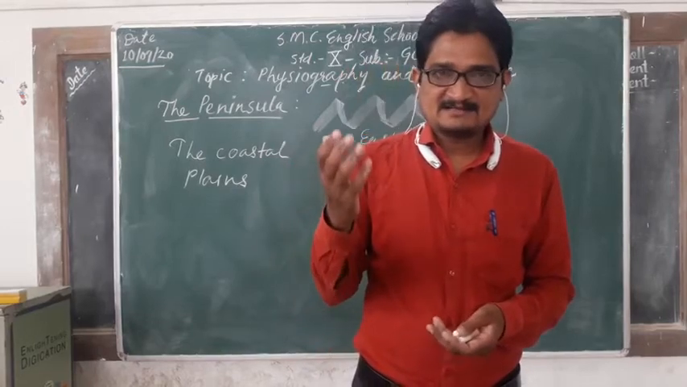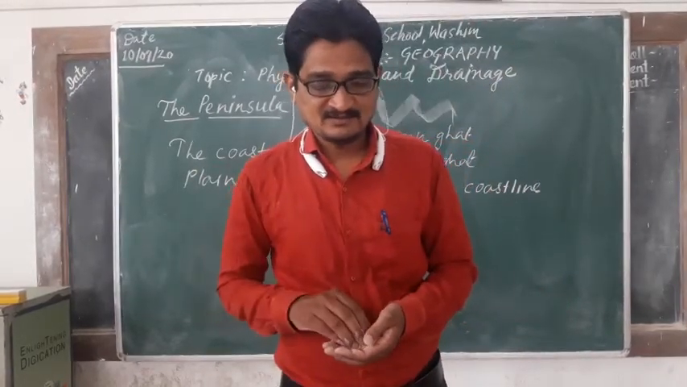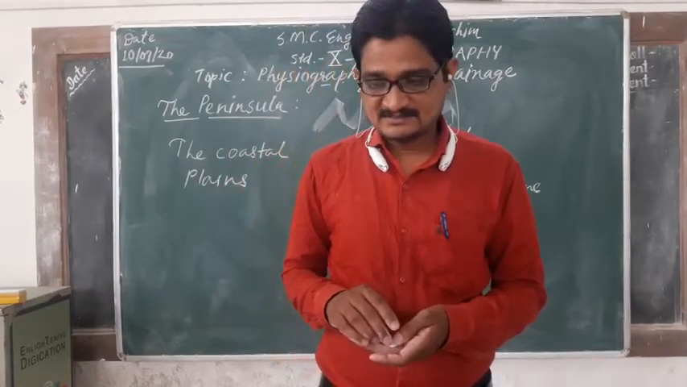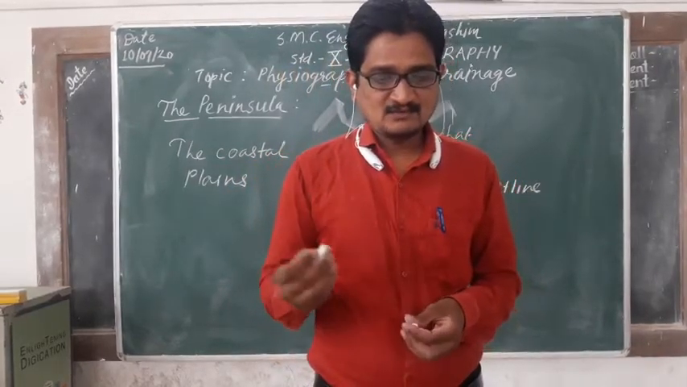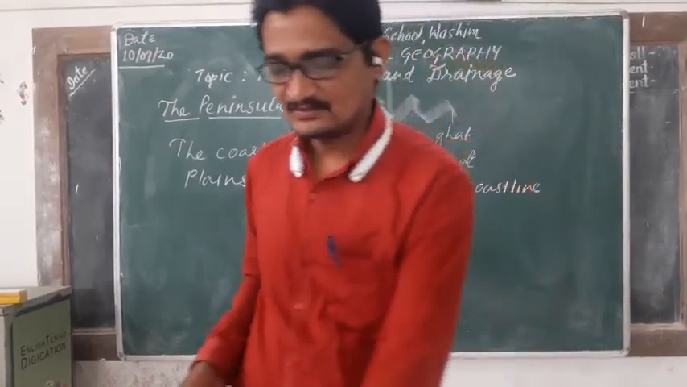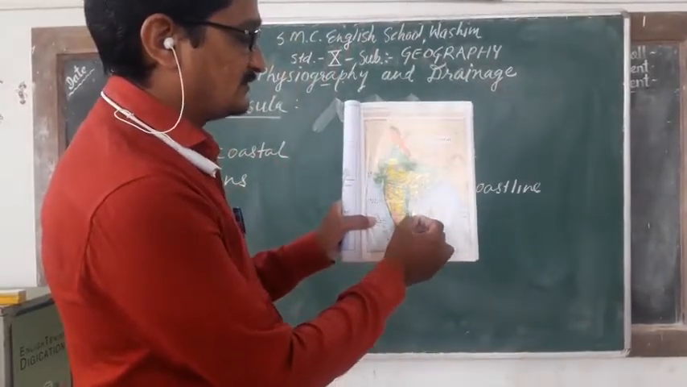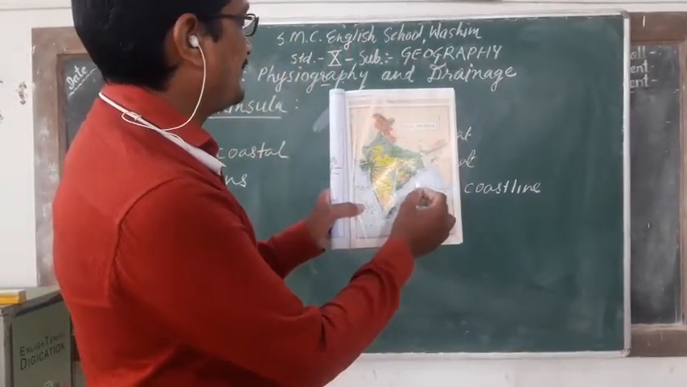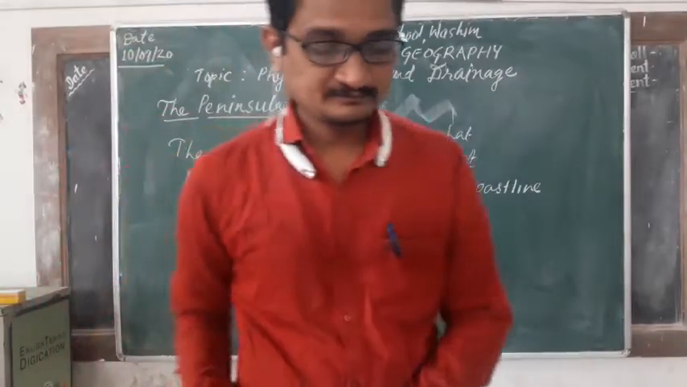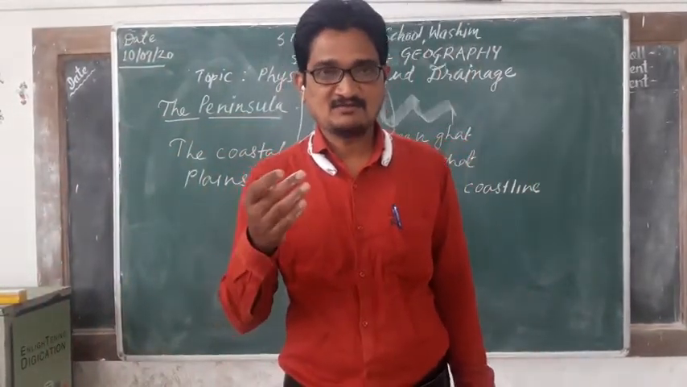We have seen deltas and estuaries. In the 9th standard also we have discussed that. The eastern coast borders the Bay of Bengal. It has formed as a result of depositional works of rivers.